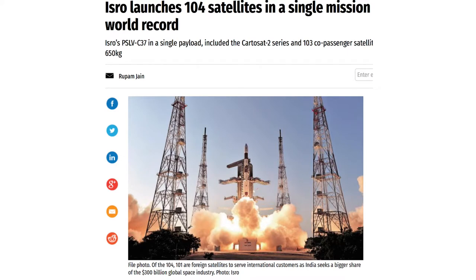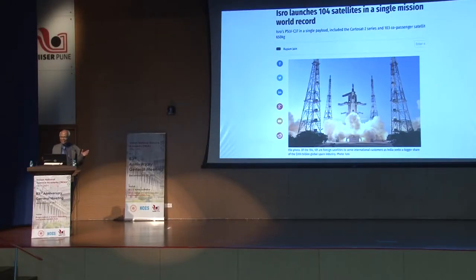Look at this, 104 satellites launched in a single launch, okay? That is almost like the chaiwala that you saw. Serving 5 customers at the same time, we served 104 customers at the same time. That is the Indian ingenuity. So if anybody asks me, what is India's comparative advantage, I say it is affordable excellence, basically, okay?